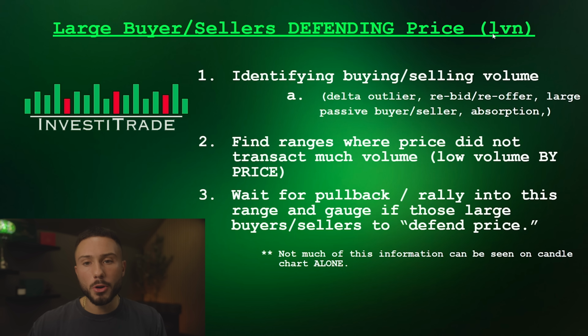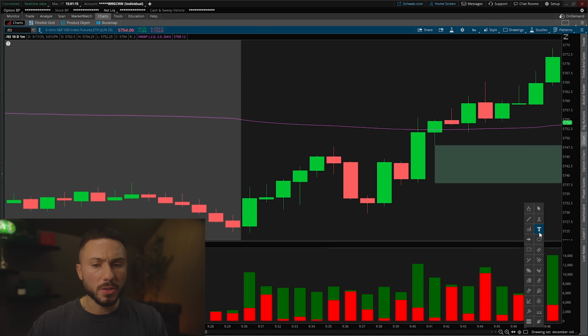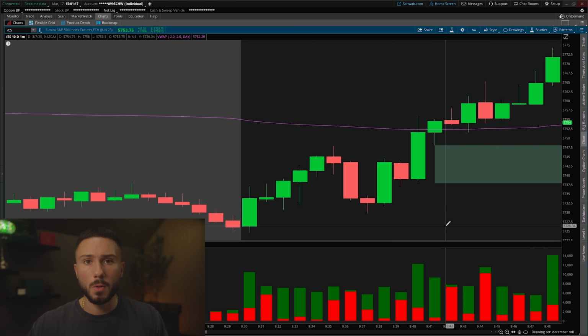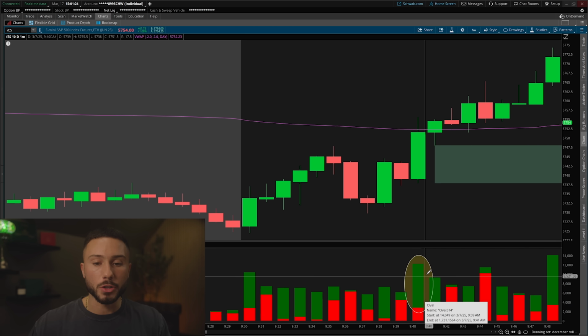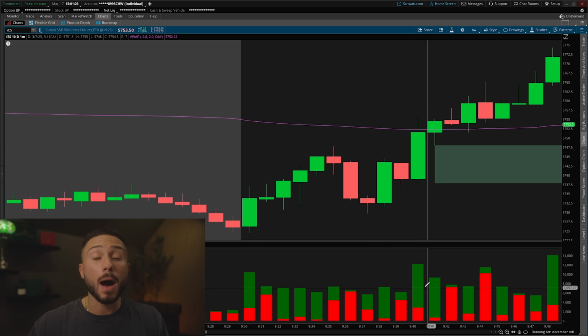The low volume node strategy is 3 main points. Number 1 is identifying large buying or large selling volume. We can do that simply off of a candlestick chart or off of the order flow. On this candlestick chart, we can see here that there's some strong, aggressive green buying as the market is rallying, indicating there's a lot of buying pressure in the market as it's trying to move up.